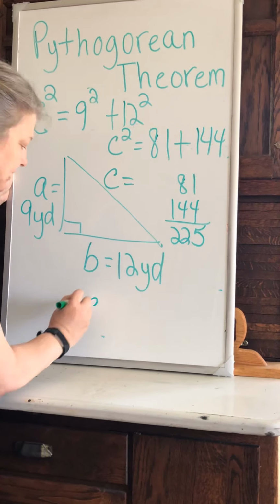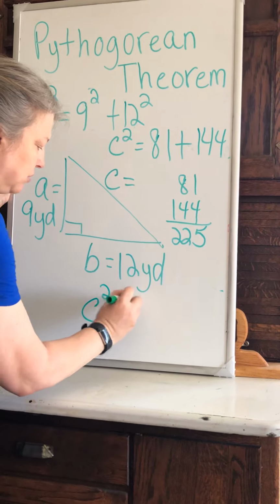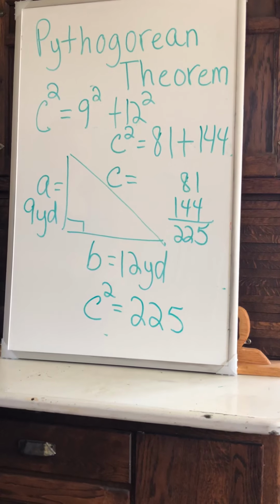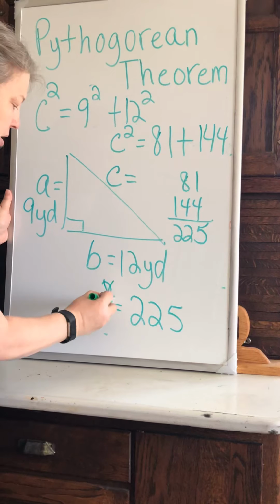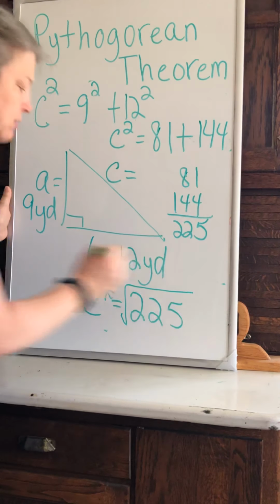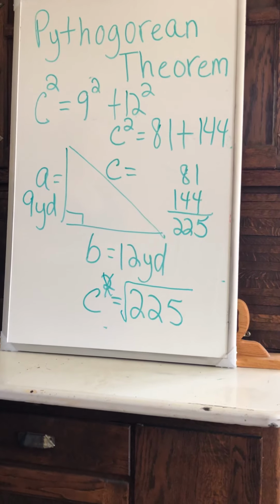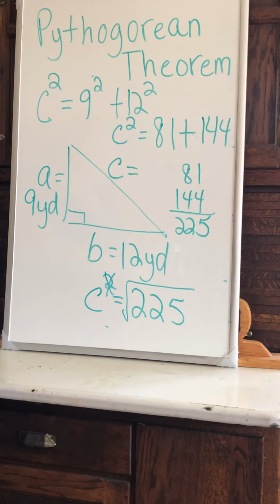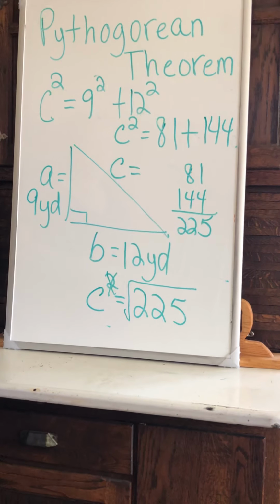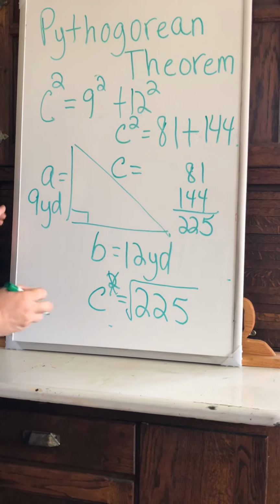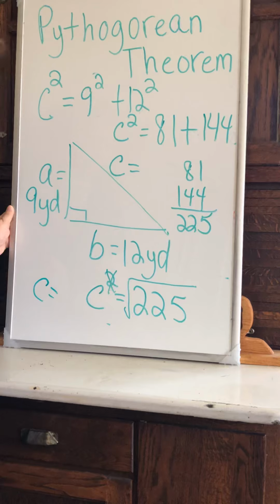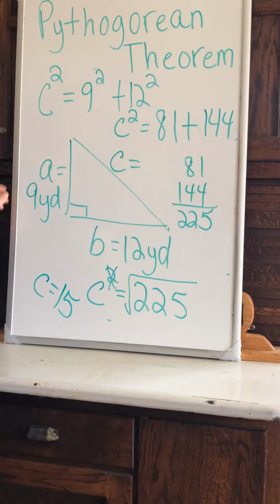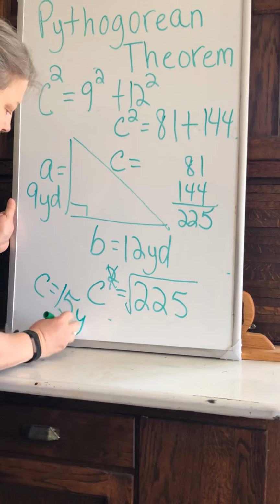Okay, this is our last step. C squared equals 225. So what's the next step we're going to do? Well, we're going to cross out the 2. We're going to draw our square root symbol around the 225. What is the square root of 225? What times the same number equals 225? And that's going to end up being C equals 15. 15 what? 15 yards.